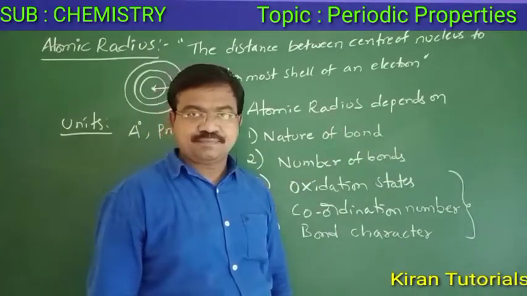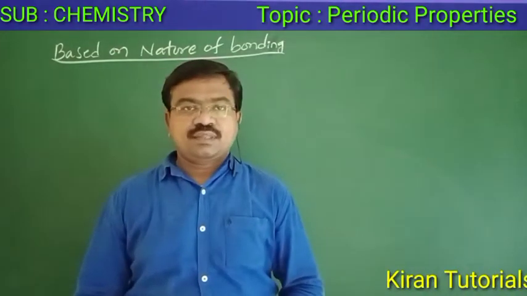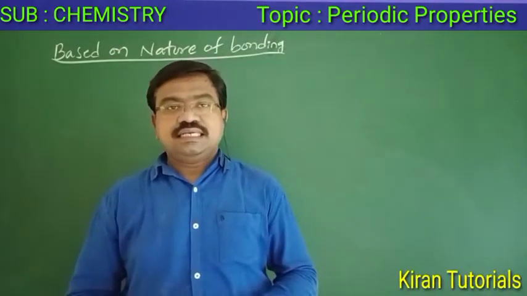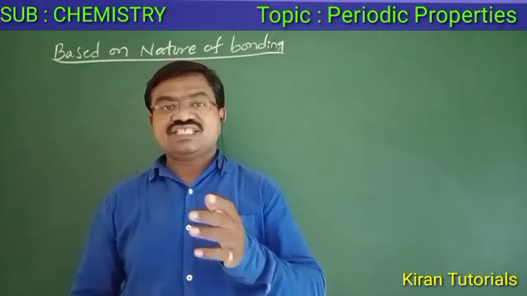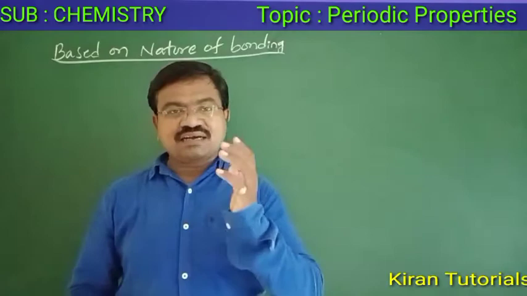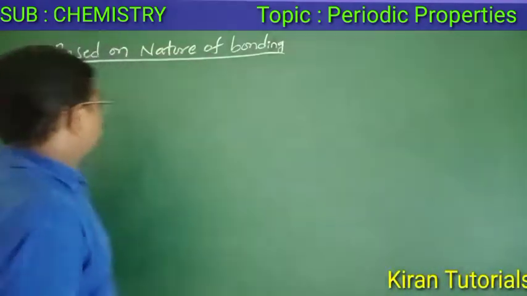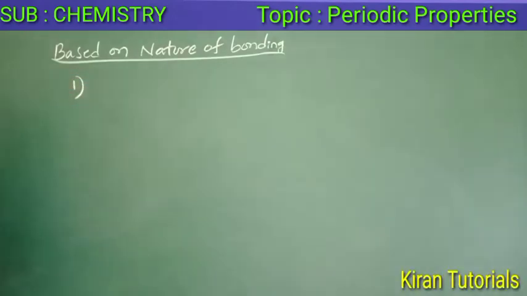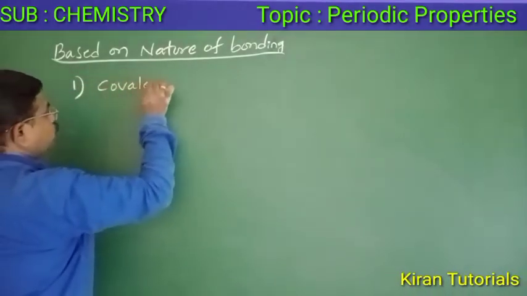Clear? If you go to the classification of atomic radius based on nature of bonding, atomic radius is classified into 3 types. The first one, covalent radius.